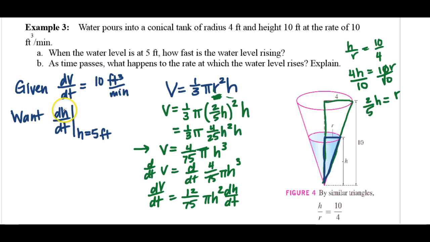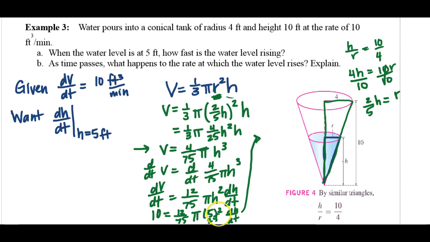And now I want dh/dt when h is 5. So I'm going to plug 10 into dV/dt. So 10 equals 12 over 75 pi, h is 5, 5 squared, dh/dt. I'm sorry, I ran out of space, I'm going to try to fit it up here. So I'm solving for dh/dt. Where I left off, let's simplify this.